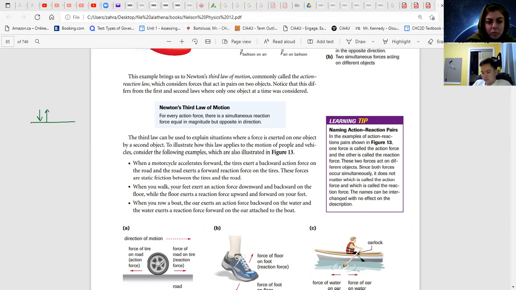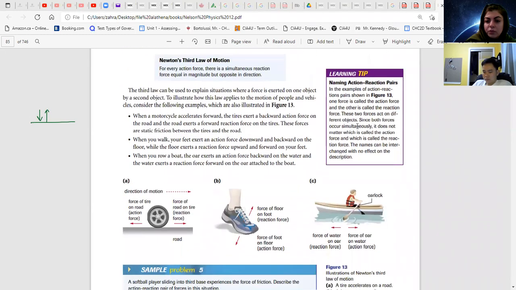Force on the road: when the wheel is turning, the wheel pushes the earth back, and the earth pushes the wheel forward because of action and reaction. Same thing when you're walking: you push the earth back and the earth pushes you forward when you walk on it. Also, when you're in a boat and you push the water back, the water pushes the boat forward.